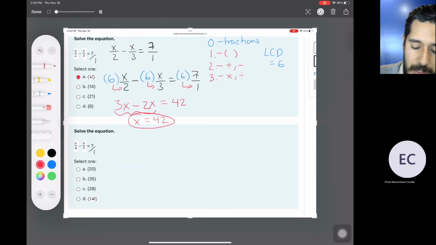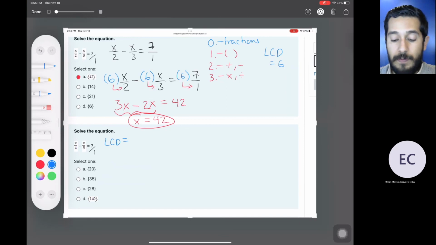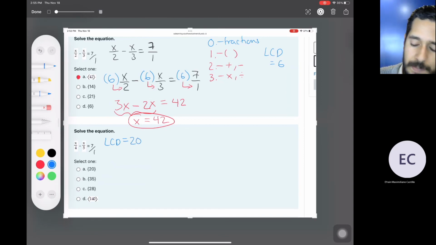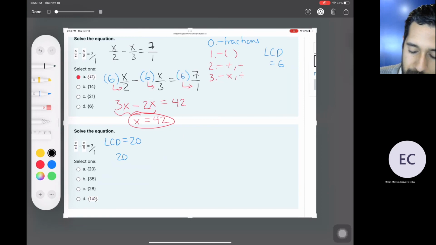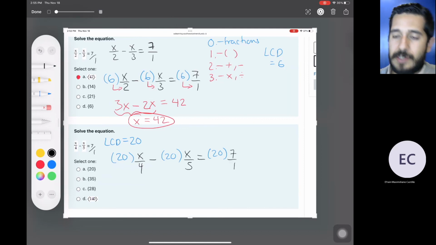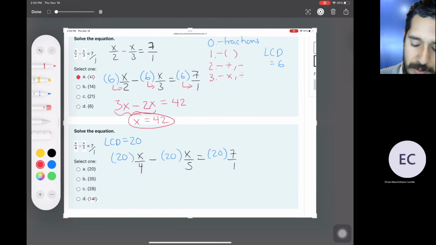Same steps. Start getting rid of fractions, but first calculate the least common denominator of 4 and 5, which happens to be 20. 20 can be divided by 4, 20 can be divided by 5. So I'm going to take this least common denominator and multiply times every single fraction that I have. 20 times x over 4 minus 20 times the second fraction equals 20, the least common denominator, times the third fraction. Let's go ahead and do it.